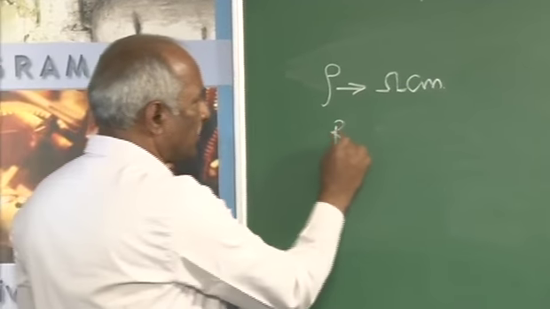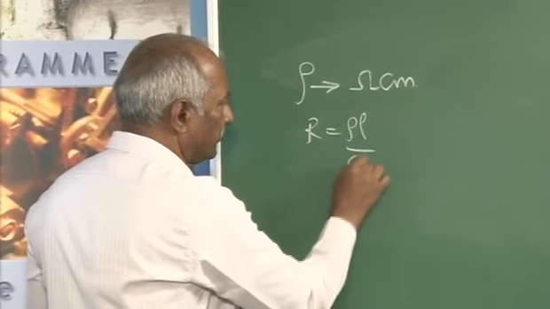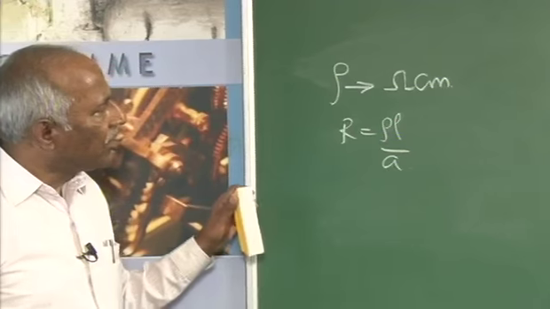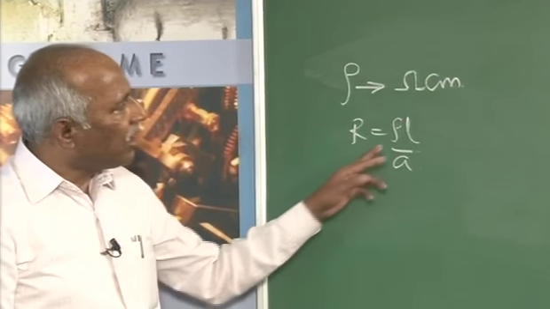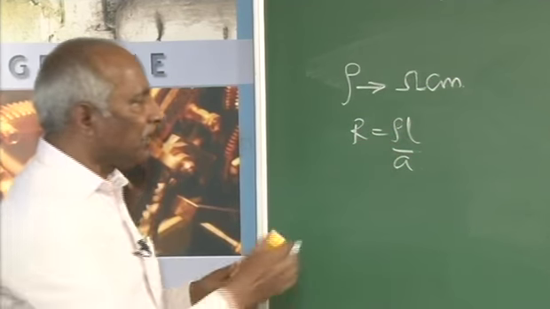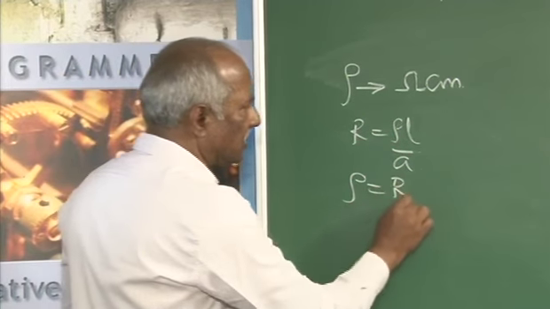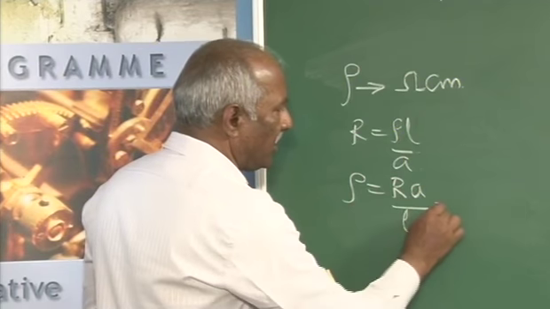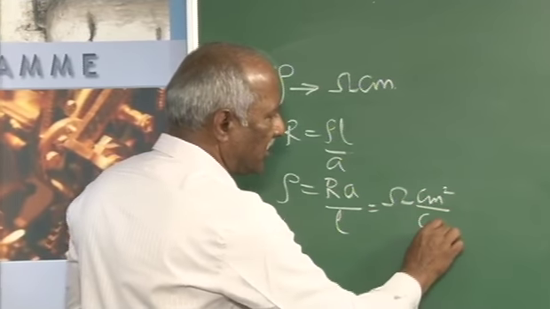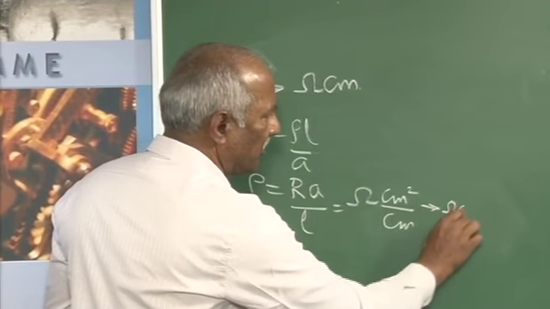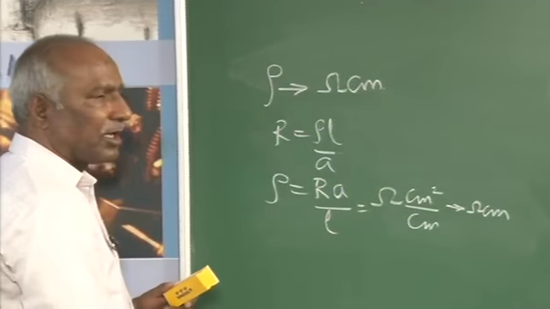As such, R is equal to rho L by A, and often rho will also be expressed in other ways. To understand that, consider rho is nothing but RA by L. If R is in ohm, area is in centimeter square, length is in centimeter, that leads to ohm centimeter. That is what has been shown here.